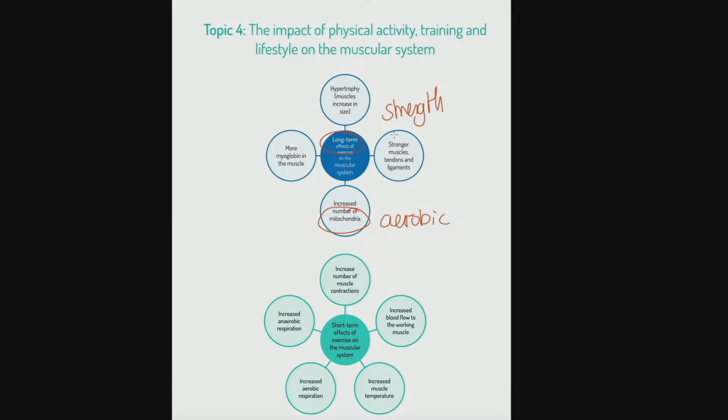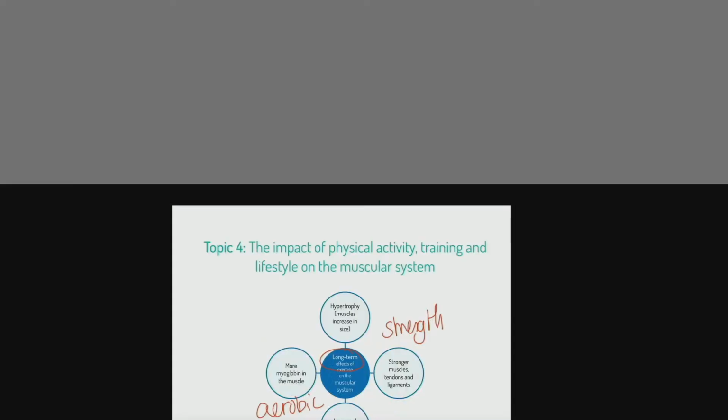Okay, and we've got more myoglobin. Again, this would be more related to aerobic work. But the key thing there is that they're long-term changes. In the immediate term, we get an increased number of muscle contractions by definition. We get increased blood flow to working muscle, redistribution of cardiac output. We get increased muscle temperature. We basically get warmer. That's because of the exothermic effect of exercise, which releases energy. We've got increased aerobic respiration, and we do more work anaerobically. Of course, these two depend on what we're doing as to the proportion of these, as we'll look at elsewhere.